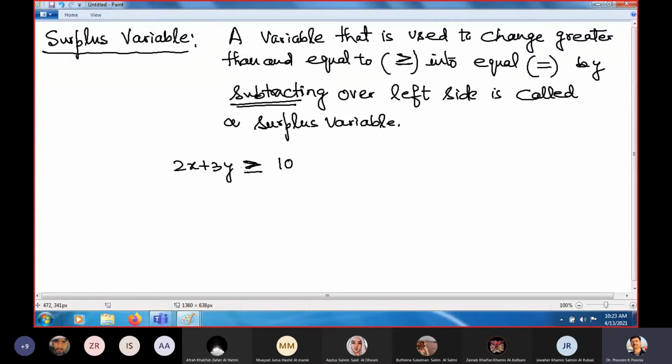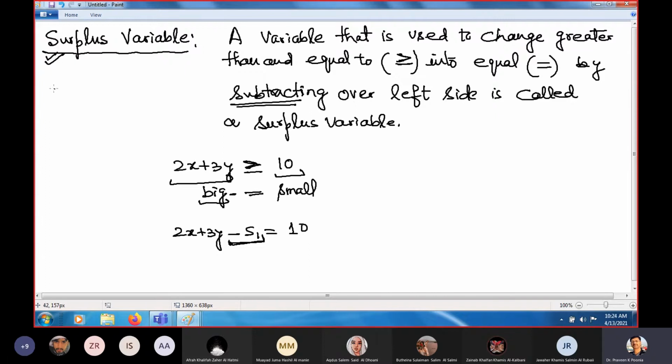So now the left side is greater than. This side is big. This side is small. So how can we make them equal? By minus something, because big minus something will become equal to small. So how are we going to do it? 2x plus 3y minus s1 equal to 10. This minus s1 is called a surplus variable.